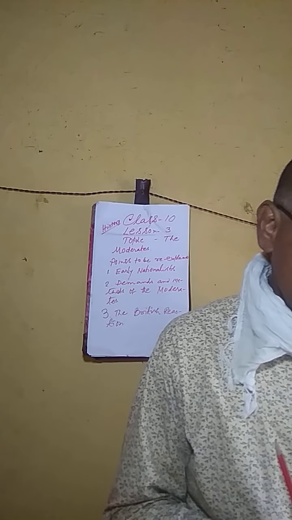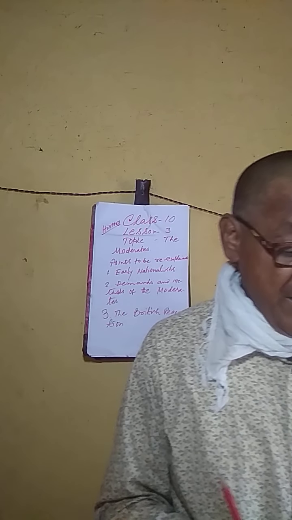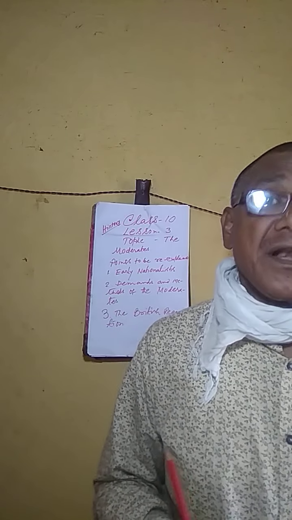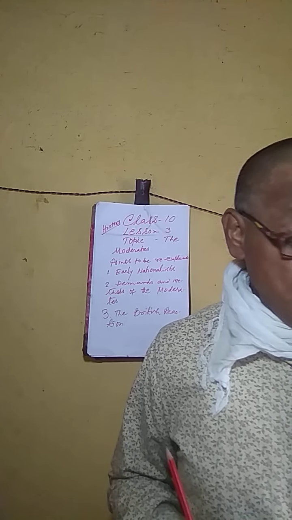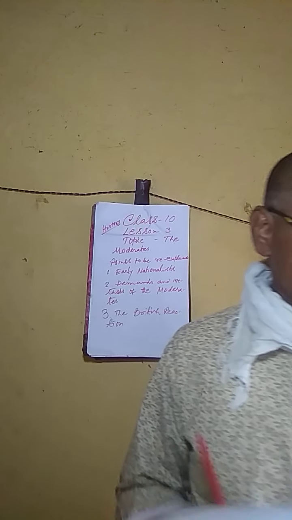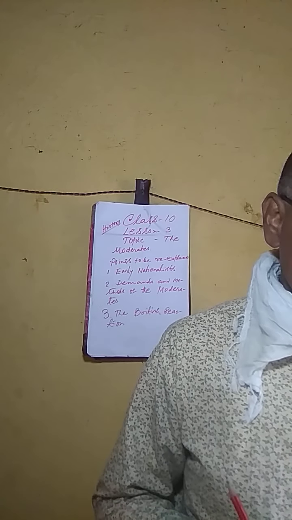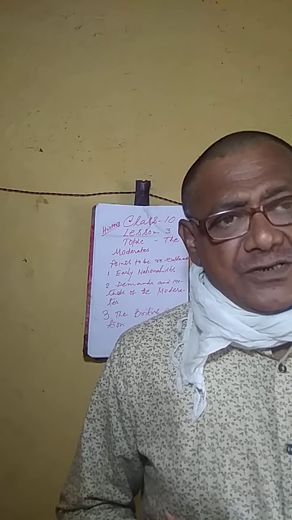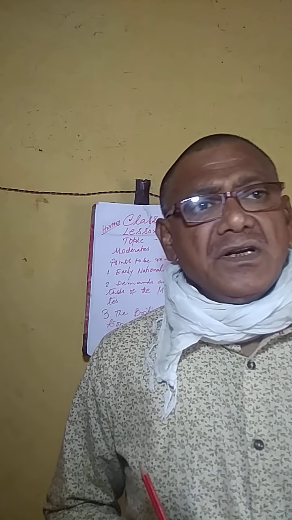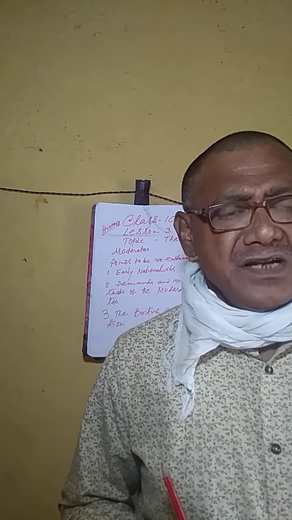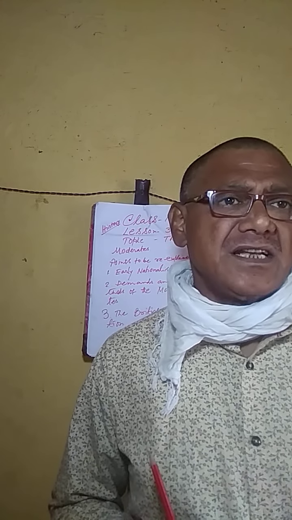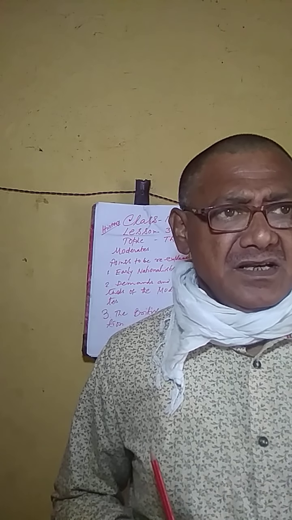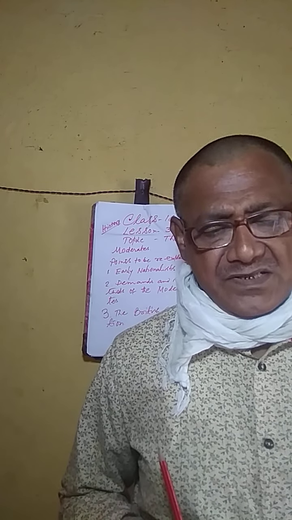Next one. The first and foremost demand of the moderates that they presented before the British government was constitutional demands. The moderates wanted to have a large share in the government of India. That's why they requested the British to increase the number of seats for the Indians in the legislative councils and legislative assemblies in the states and in the provinces.